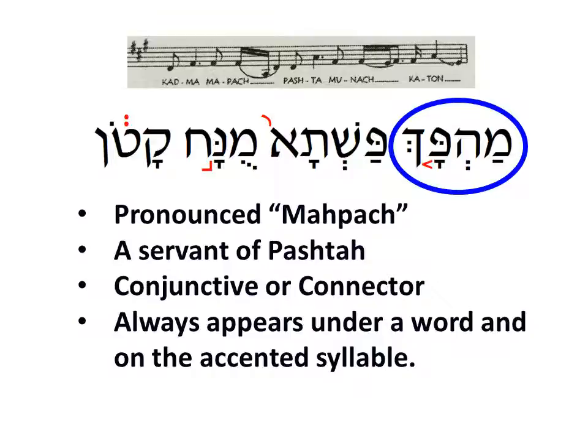So think of a yo-yo. When you do a yo-yo, it goes down and then it climbs back up, not always to the very top where it started. Think of that when you hear the Mapach melody and look at it on the screen. Mapach. It's like a yo-yo. It goes down and back, almost up. Mapach, Pashta, Munach, Katon.